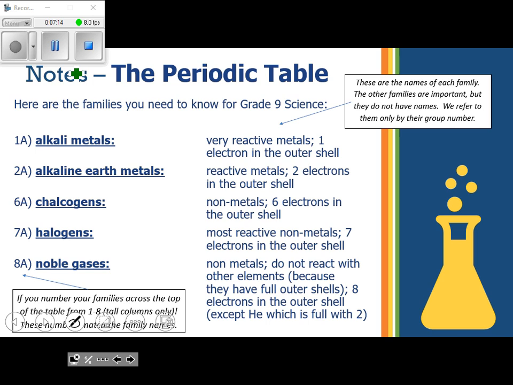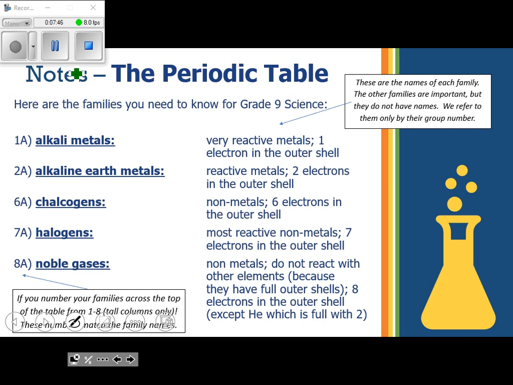If you look at the periodic table you get to use in class, they're all labeled for you. Those labels would come off on a test. But you need to know the alkali metals, tall column 1. So this is lithium, sodium, potassium. They're very reactive metals, the most reactive metals. They have 1 electron in that outer shell, or 1 valence electron. Tall column 2, the alkaline earth metals, are reactive metals. They're not quite as reactive as their neighbors, but they're fairly reactive. They have 2 electrons in the outer shell.